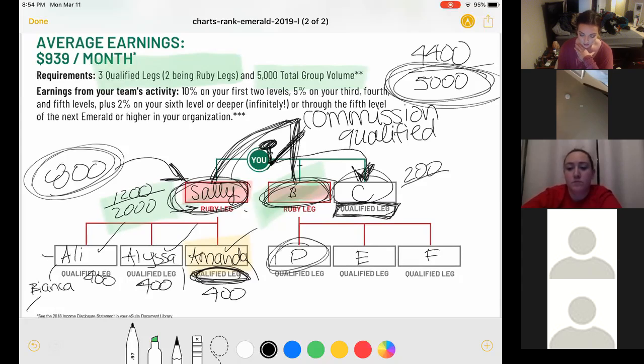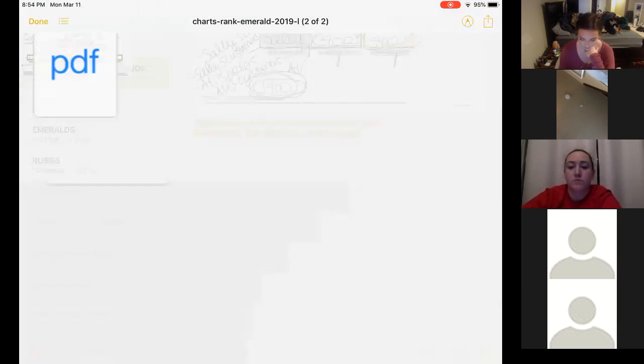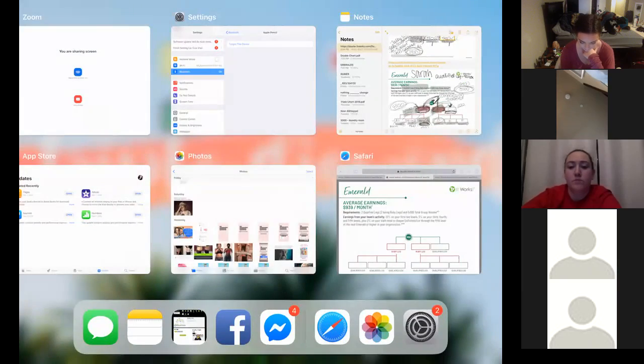So this is where you want to have layered leadership, where the Emerald is working with these Rubies and saying, hey, how are your 3 people going? How are your 3 legs going? Does person D, E, or F need help? Hey, Sally, how's Allie, Alyssa, and Amanda doing? And this is where it comes in handy for the Rubies to know what's going on with your team. So be in constant communication with your team, okay? So that is Emerald.